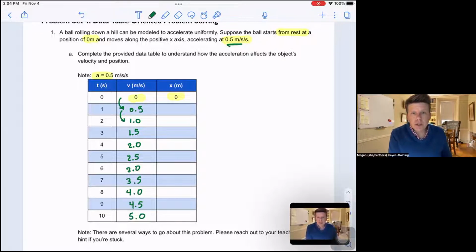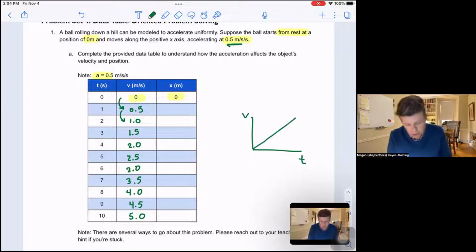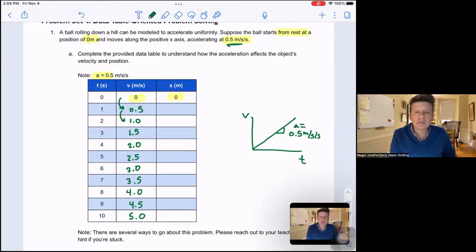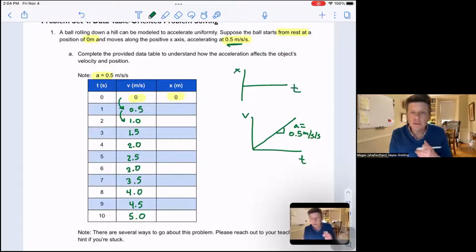This sets up for us a constant acceleration situation. Just FYI, it's going to look like this: a linear function with a slope equal to the acceleration. Now, what the heck is happening to the position of the object? We're going to fill that in just a moment. Let's go ahead and work this on the data table first.